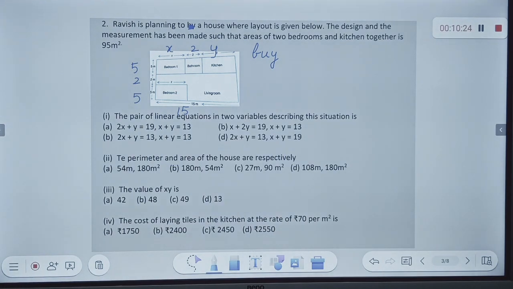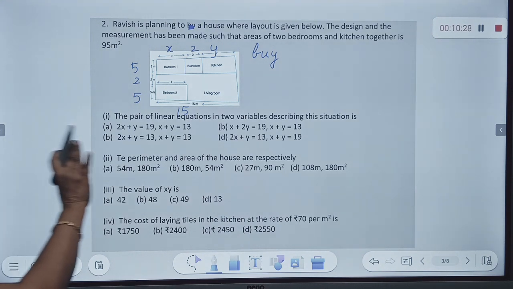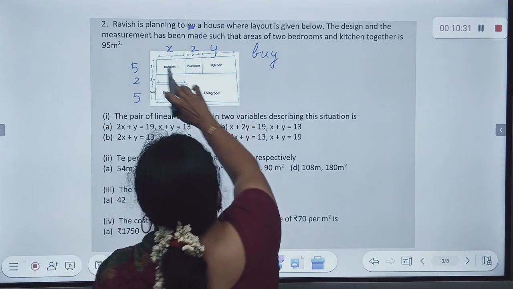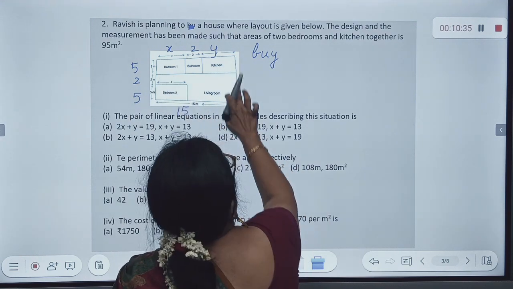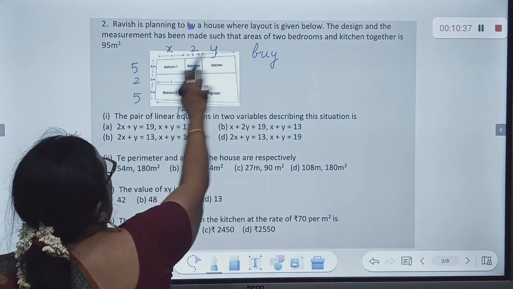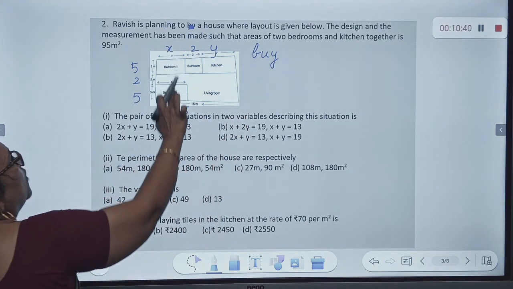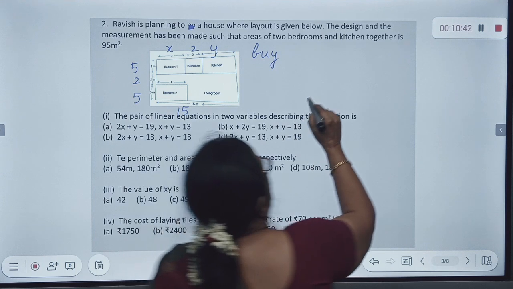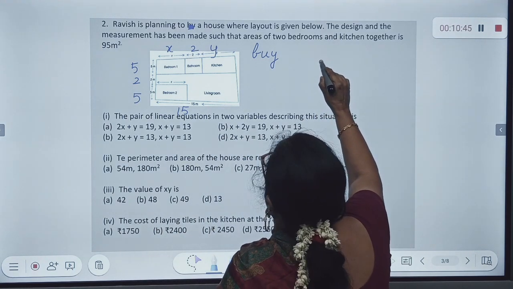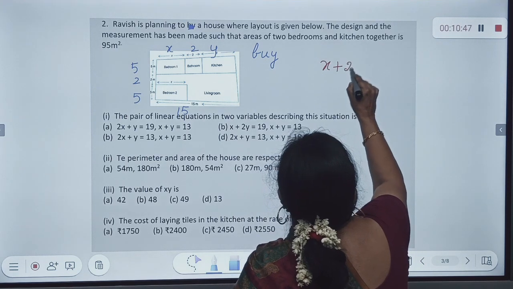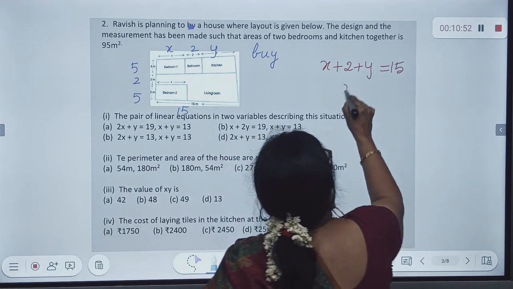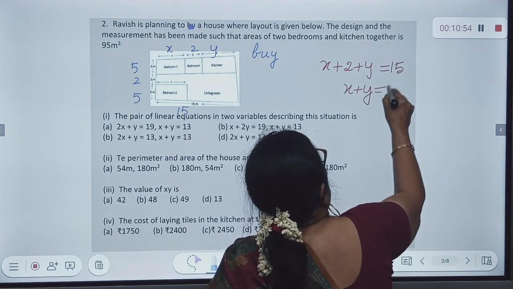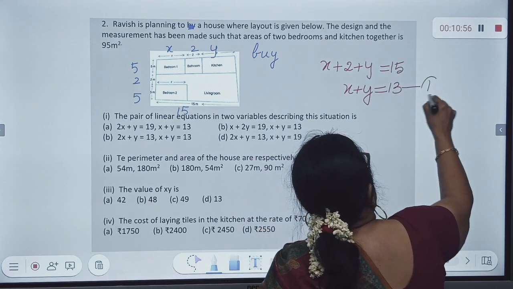Now, the pair of linear equations in two variables describing this situation. So, what is it that you observe? This is x and this is 2 and this is y. You also notice it is a rectangular shape. The entire thing is in the form of a rectangle. So, the opposite sides must be equal. So, from that you get x plus 2 plus y equal to 15, or x plus y equal to 13. So that is one equation.